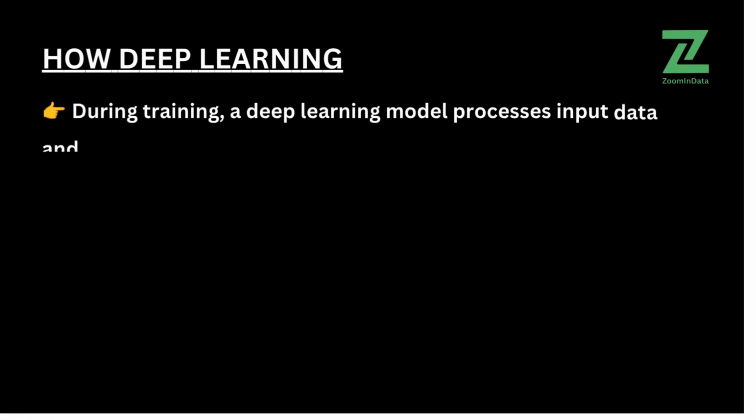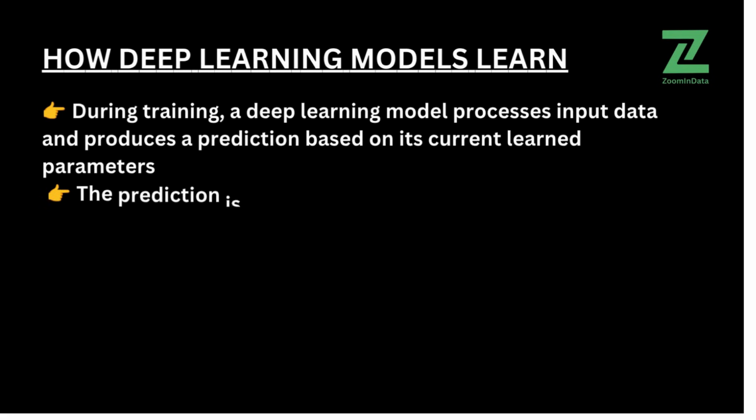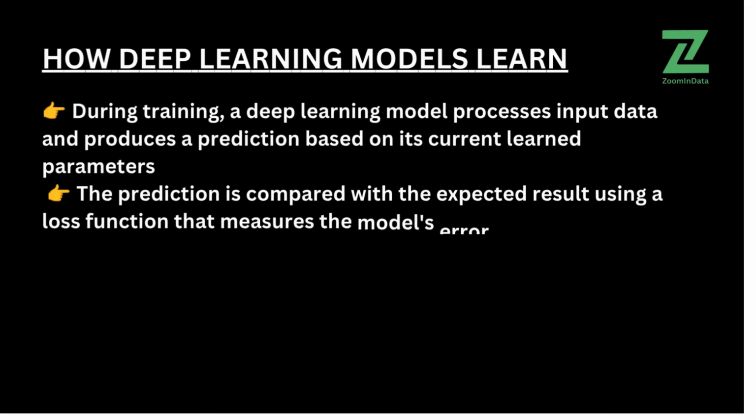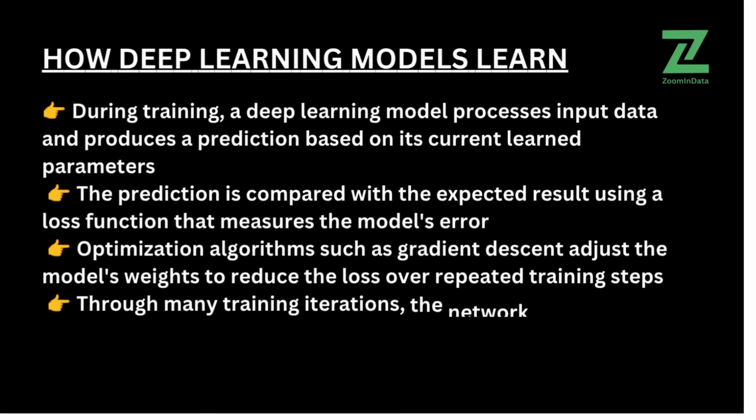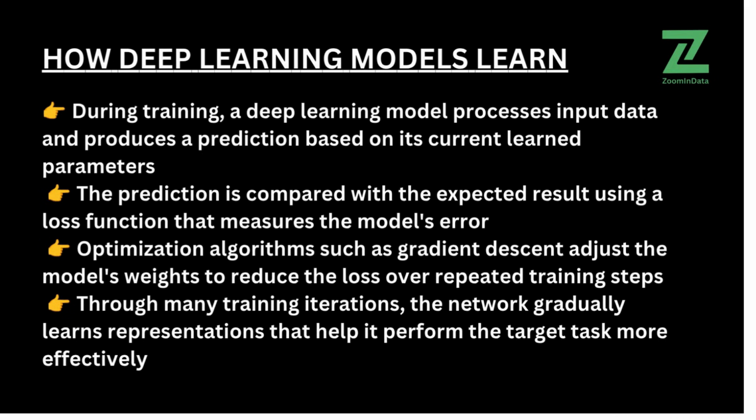During training, a deep learning model processes input data and produces a prediction based on its current learned parameters. The prediction is compared with the expected result using a loss function that measures the model's error. Optimization algorithms such as gradient descent adjust the model's weights to reduce the loss over repeated training steps. Through many training iterations, the network gradually learns representations that help it perform the target task more effectively.